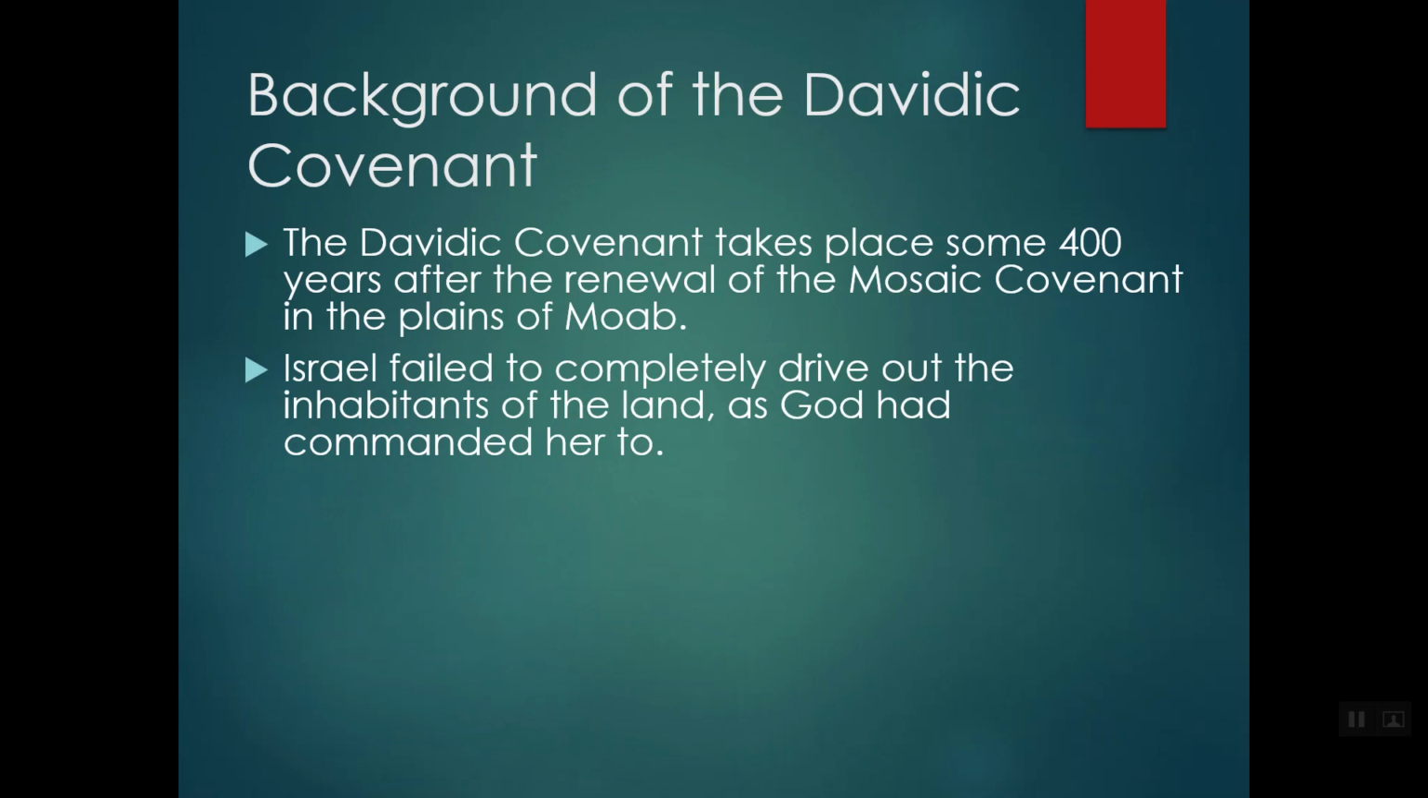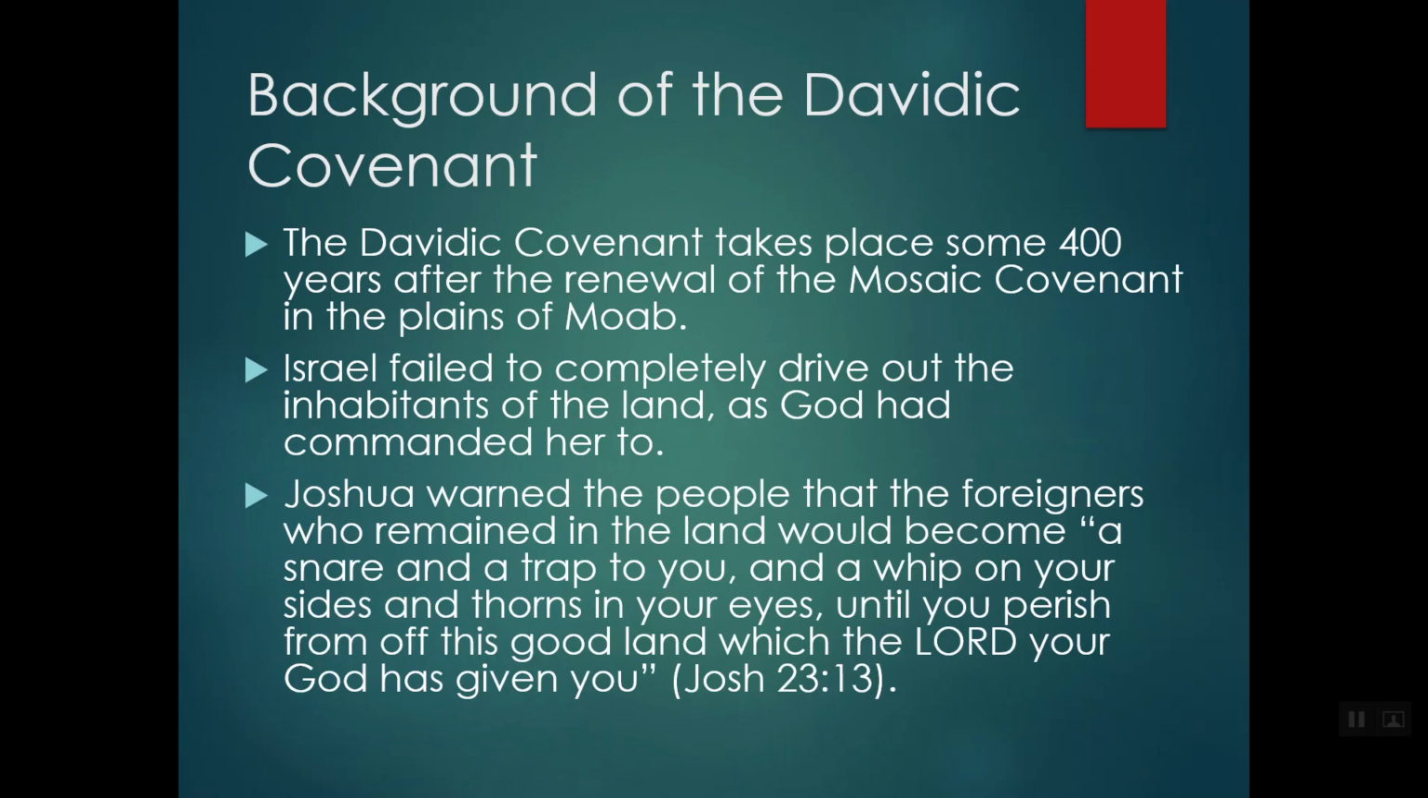We looked, remember last week, at what we call the Deuteronomic Covenant. Israel had moved up to the plains of Moab. They are about to enter into the Promised Land. Moses has been told that he won't enter the land, so he knows he's about to die. And he uses that as an opportunity to expound to this new generation the Mosaic Law. The Davidic covenant is going to take place some 400 years after what we looked at last week.